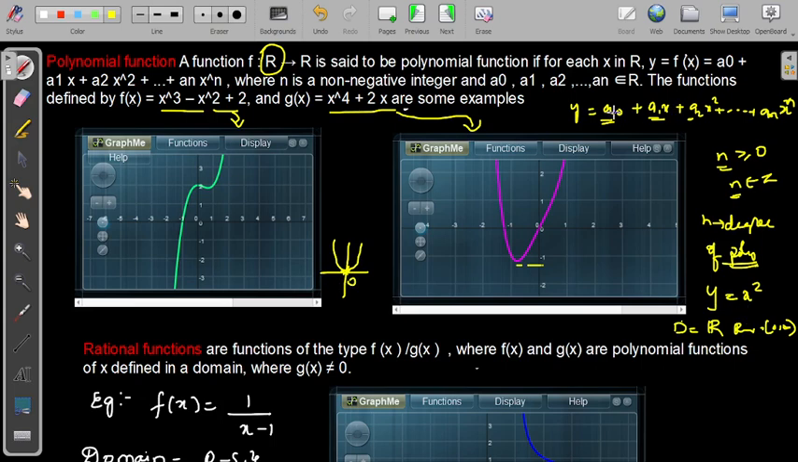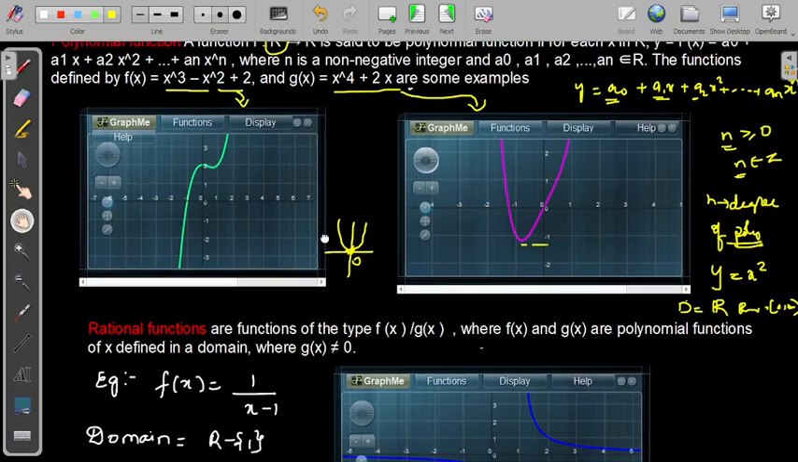Any function which is of the form a0 plus a1x plus a2x square plus so on up to an x power n. Conditions are all these coefficients must be real numbers and the value of n should be a non-negative integer. Next function is rational function.